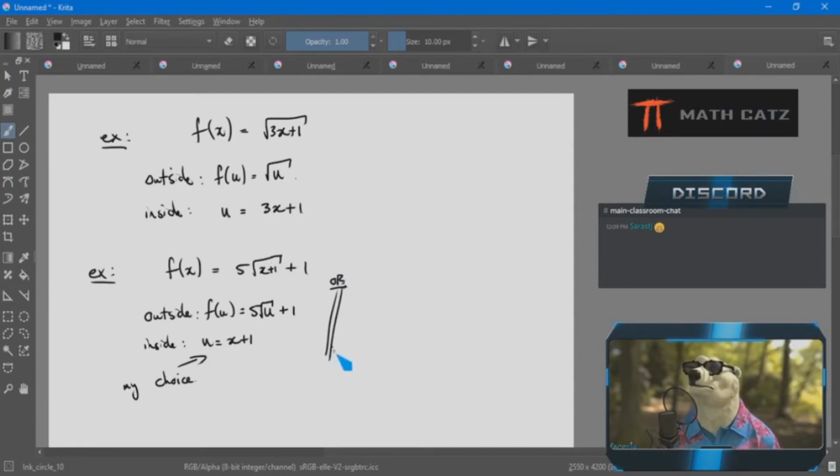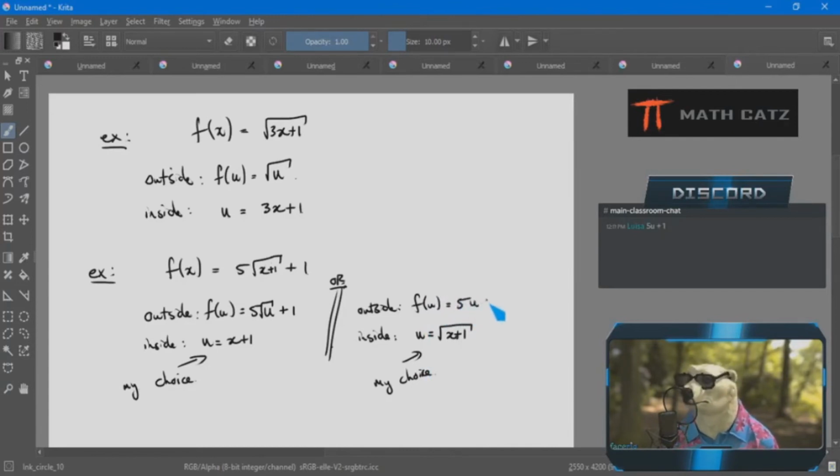Very often, there are other choices for the inside function. Not always, sometimes. More than you think. I could have chosen an inside function. I call it u. I could have chosen the square root of x plus 1. Why do I write so small? I don't know. Square root x plus 1. That's not any better. Then once I've made that choice, the outside function has to fit with it. And the outside function in that case has to be 5u plus 1.